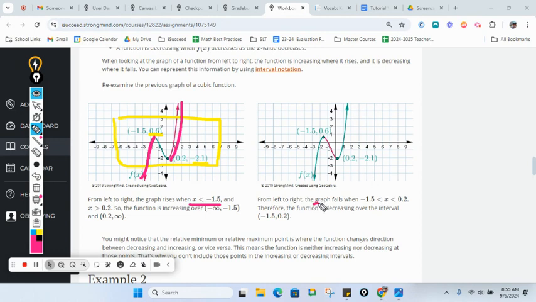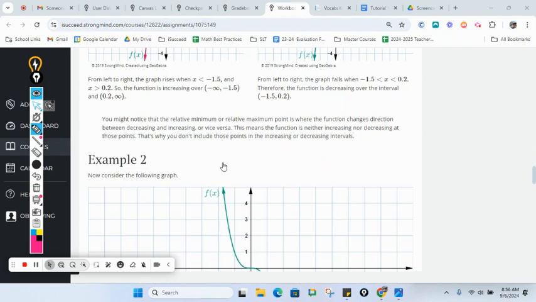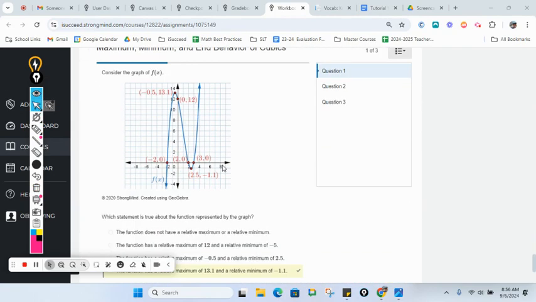Whereas the graph falls, so we're going down. If I were to walk this graph, I'd be heading downhill in that little section, and we describe that section to be in between negative 1.5 and 0.2. So I think that is going to help us as we look down below to our questions.